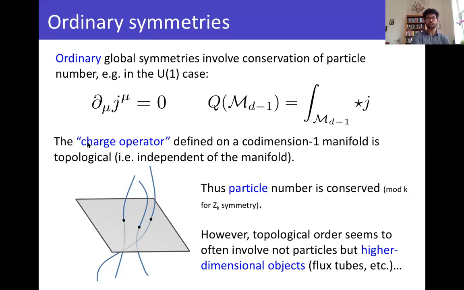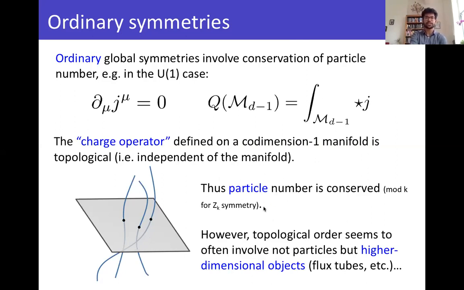And the charge operator defined in this way is topological, by which I mean it is independent of the choice of manifold. Now, this is fancy language, but it's something everyone is very familiar with. The way to think about this is take your current and integrate its time component over a constant time slice. Then you get a number, which is the number of particles in your system. And now move that manifold upwards in time, okay? And the charge doesn't change because the charge is conserved. Another way to think about it is this picture. Here are some particle world lines. As I move this charge operator upwards in time, the particle number does not change, okay? So therefore, a normal U1 symmetry says that you have a conserved particle number, and everyone knows this.